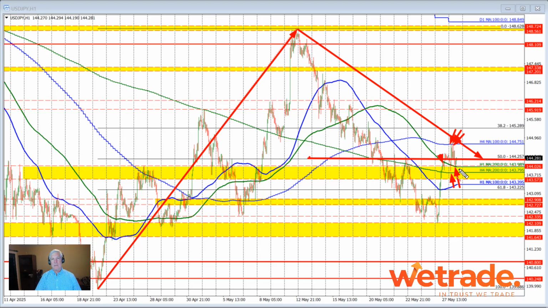Buyers against the 200-hour moving average here were stopped out, but if they got back in, they would have been okay. The 100-hour moving average is now holding support. We'll see if that can continue in trading here in the U.S. session.